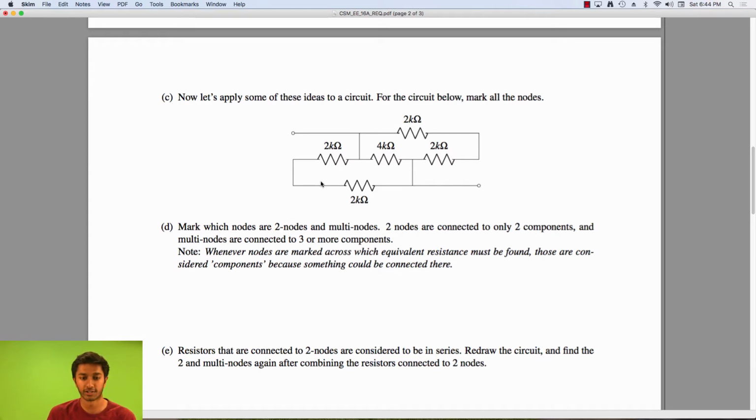Okay, so let's move on to part C. So first off, our goal is to mark all the nodes in this circuit here. So what is a property of a node? So the main property that we should keep in mind is that the voltage is the same across a node.